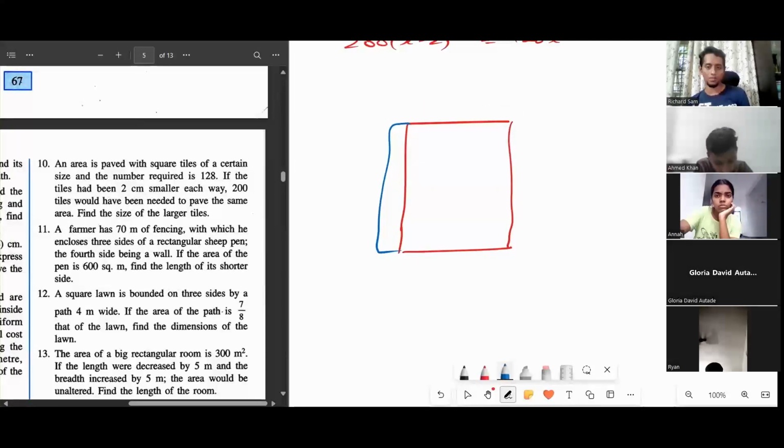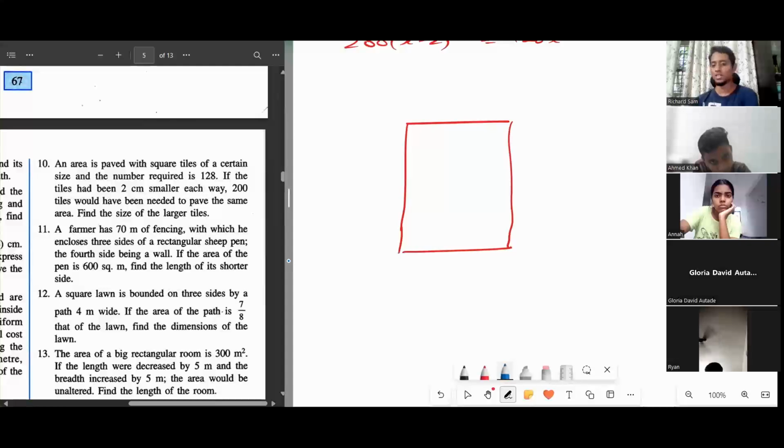That is the problem here. So we have to just simply assume and hope it's right. The question is find the length of its shorter side. You have to find the shorter side. Where should we put the wall? Okay, let's assume the wall is over here. Then he's covering 1, 2, and 3, these 3 sides with the fence.